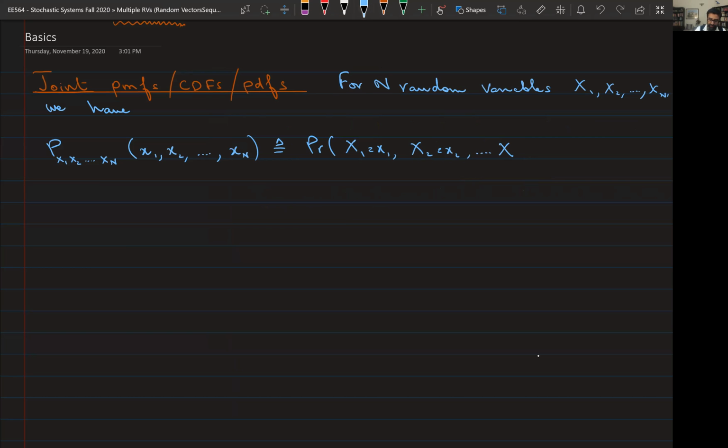So all the way up to capital X sub n equals small x sub n, right? Similarly, I can define the joint CDF. This is x1 all the way up to x sub n. This is just defined as the probability that x1 is less than or equal to small x1, x2 is less than or equal to small x2, all the way up to x sub n being less than or equal to small x sub n. Okay?